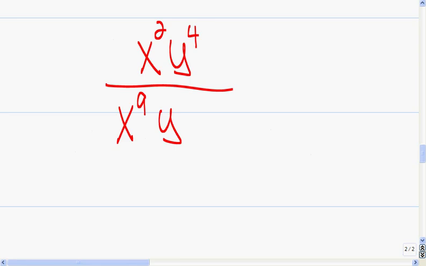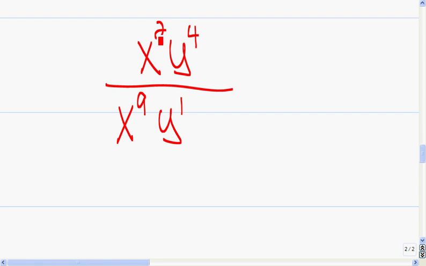Okay, what does this mean? Well, I have a base of x with an exponent of 2, and here I have a base y with an exponent of 4. Here I have a base x with an exponent of 9, and a base y with no exponent. Yes, no, that's not true. There is an exponent. The exponent is 1, but we don't write the 1. Okay, we just leave it blank. But I'm going to write it just for you to remember that when there's no exponent, the exponent is 1. So what does this mean?